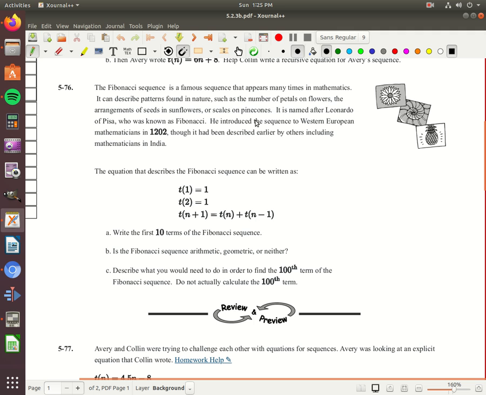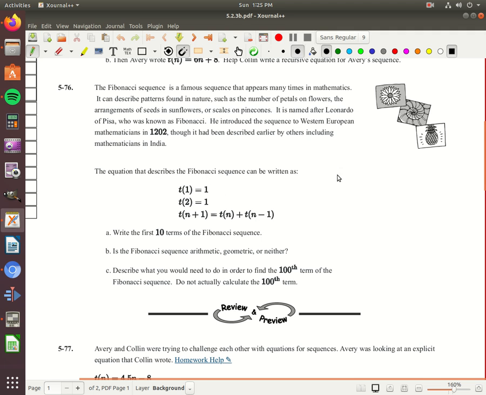It is named after Leonardo of Pisa, who is known as Fibonacci. He introduced the sequence to Western European math in 1202, though it had been discovered earlier by others, including mathematicians in India. So here's the Fibonacci sequence.